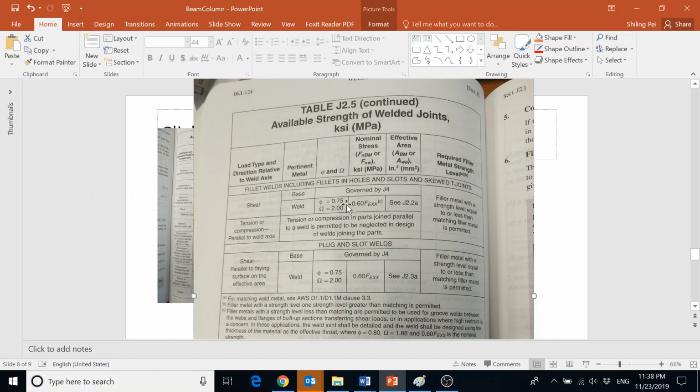You have a phi of 0.75, 60% of FEXX. Then for the area, you need to see J2.2A. Okay. Then finally, you have a plug and slot weld. It's right here. Similar idea.